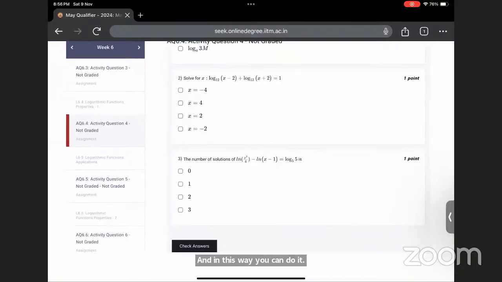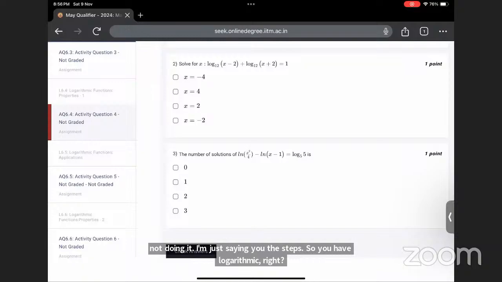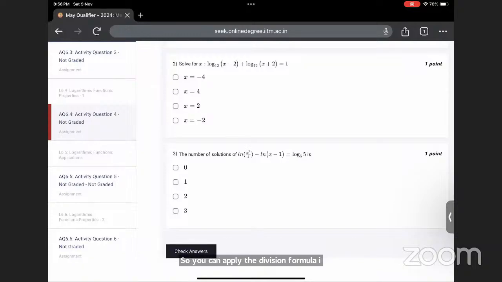I'm not solving it, I'm just telling you the steps. We have logarithms, right? So you can apply the division formula, I mean ln of x square by 4 into x minus 1. Then you can cancel the logarithm from both sides, with some specific steps. You just have to take the exponential and so on. Then you will again get a quadratic equation. Solve the quadratic equation, then check at that point.